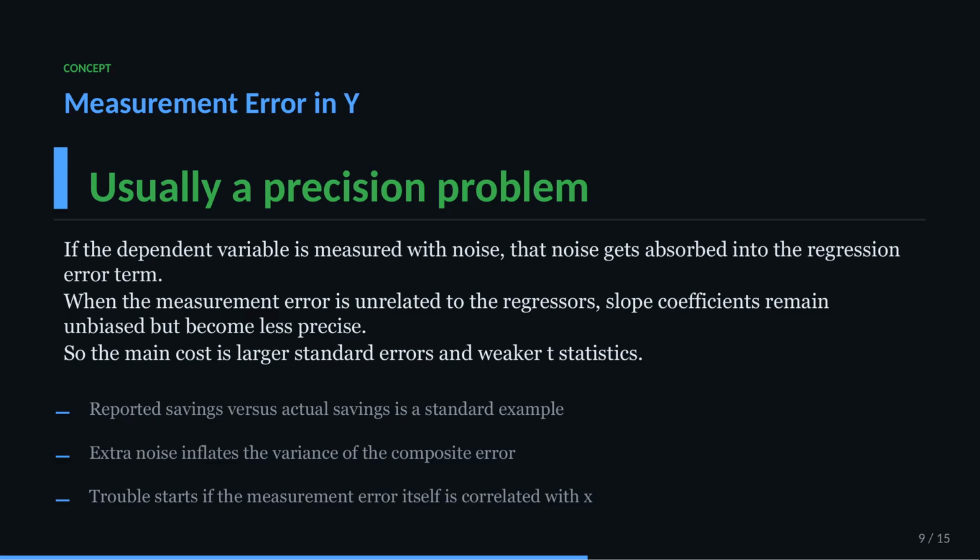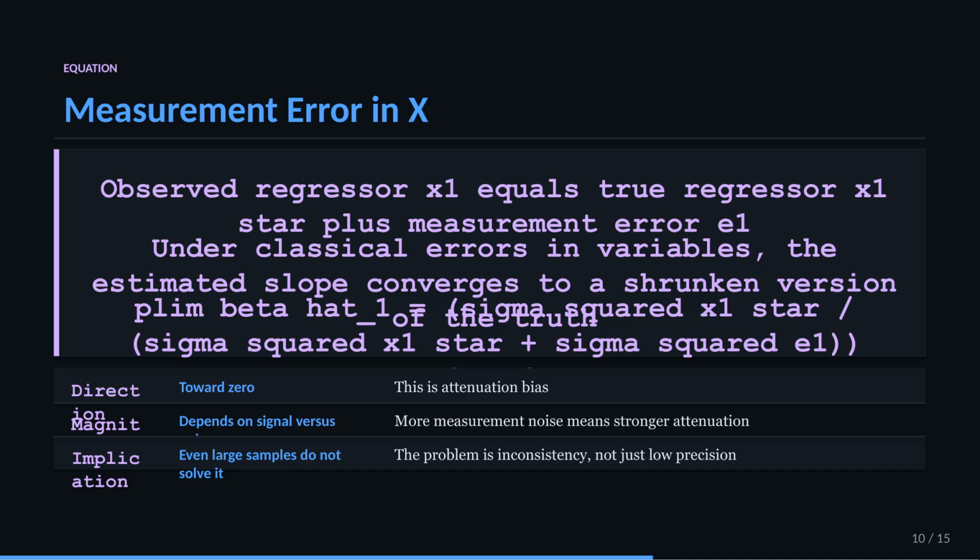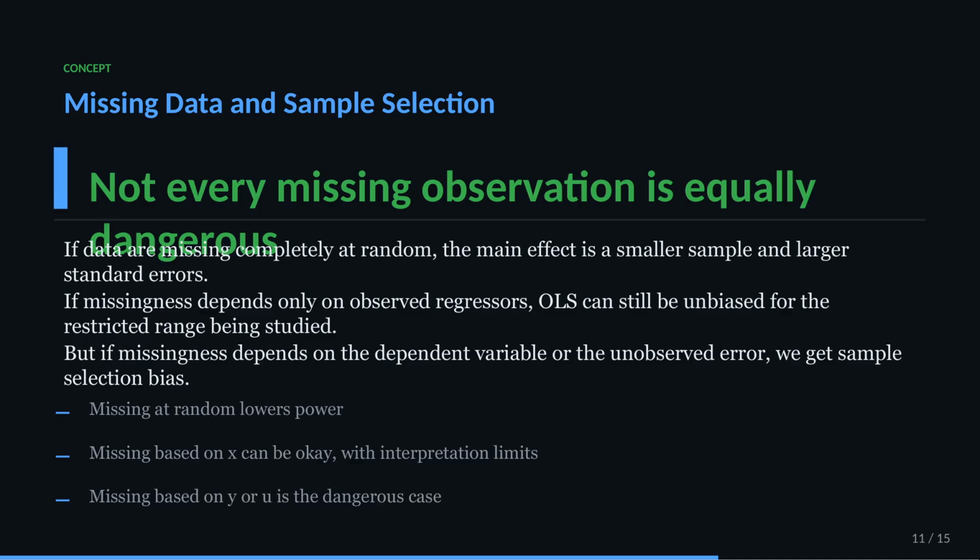Measurement error in an independent variable is much more dangerous. Under the classical errors-in-variables setup, the observed regressor equals the true regressor plus noise. In that case, the estimated slope gets pulled towards zero. This is attenuation bias. And the crucial point is that bigger samples do not automatically fix it, because the problem is inconsistency, not just imprecision. If a regressor is badly measured, the estimated effect can look smaller than it truly is no matter how much data you collect.